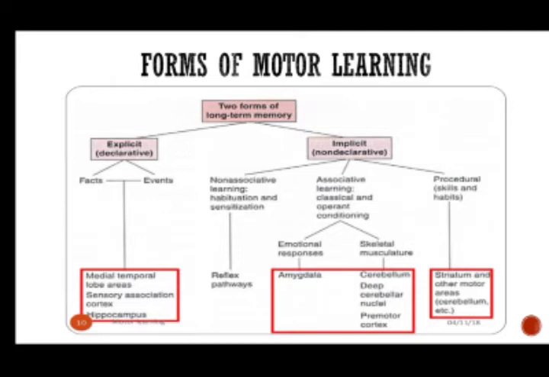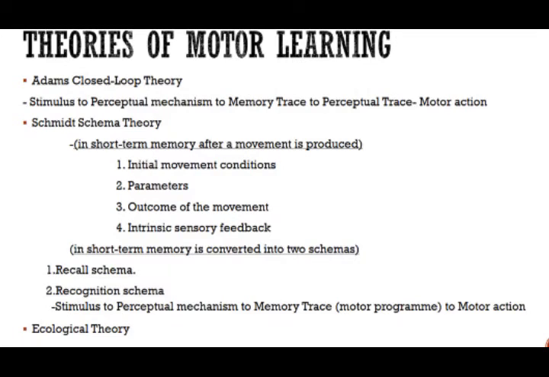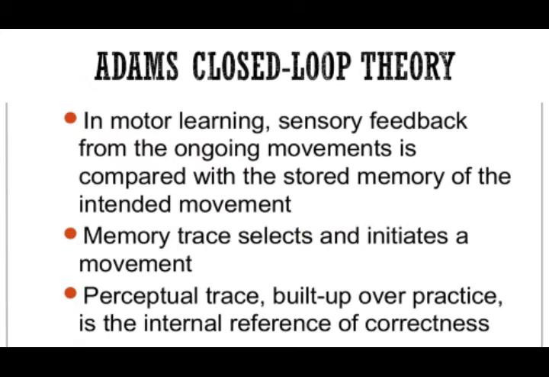So next, the theories of motor learning. First is Adams' closed loop theory. In this theory of motor learning, sensory feedback from the ongoing movements is compared with the stored memory of the intended movement. Memory trace selects and initiates a movement. Perceptual trace built up over practice is the internal reference of correctness.